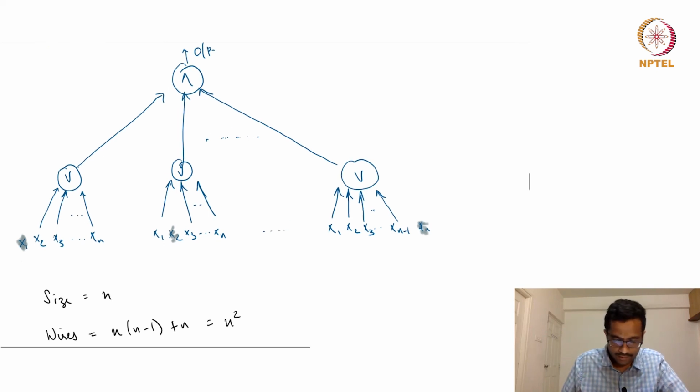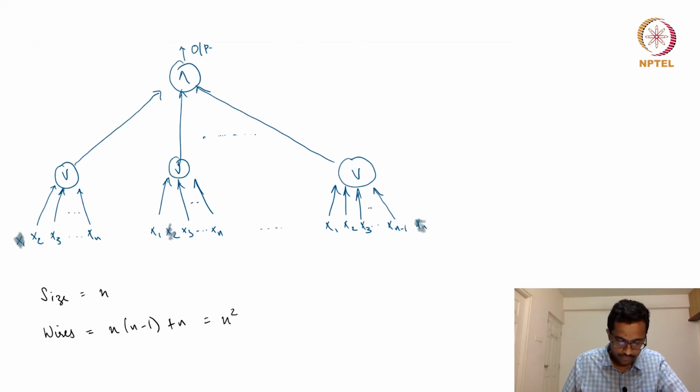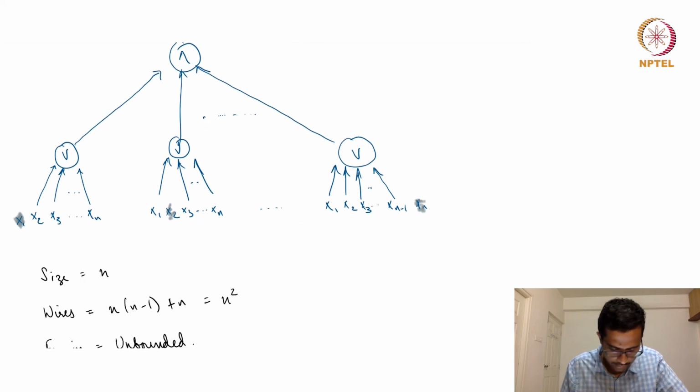So what is the size here? The size here is, I have written n here, which is not quite correct. x1 can be hidden, then x2 can be hidden, then x3 can be hidden. So there are n OR gates at the bottom plus one AND gate. So it's actually n plus 1. The size is the number of gates. There are n OR gates and one AND gate.